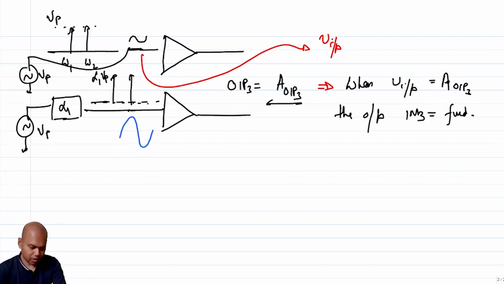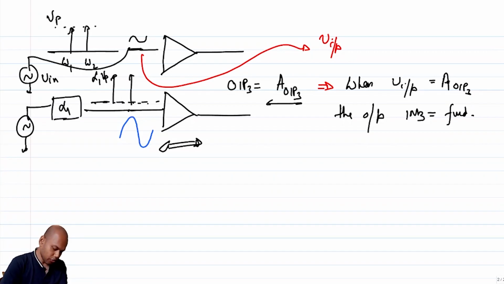Or rather IM1. So now can you comment on for what value of Vp in the lower schematic will you reach this value of OIP3? Clearly, it will reach that value of OIP3 when the input is Vp by... I should say this is V in, not Vp.